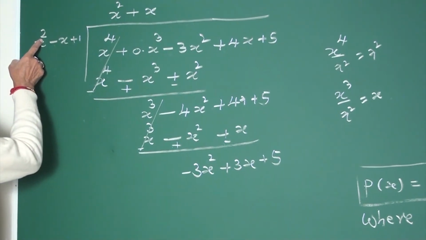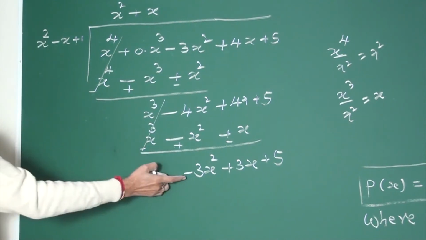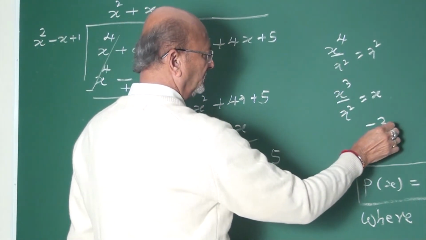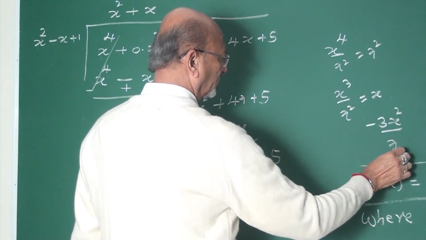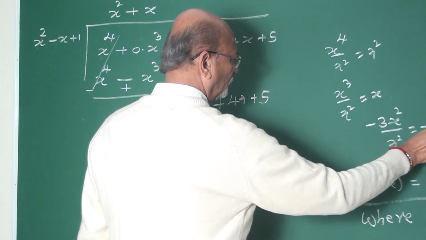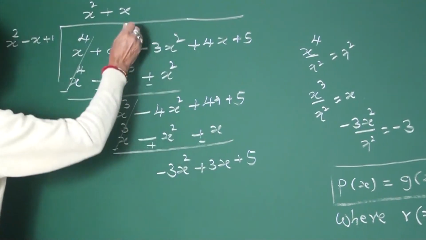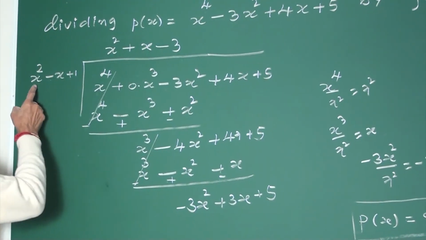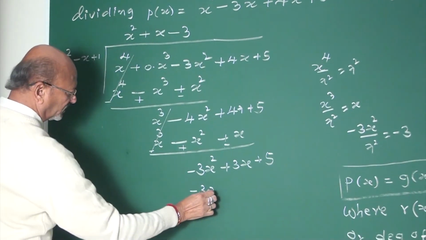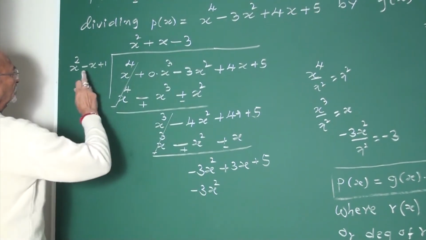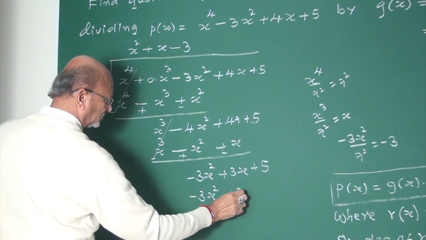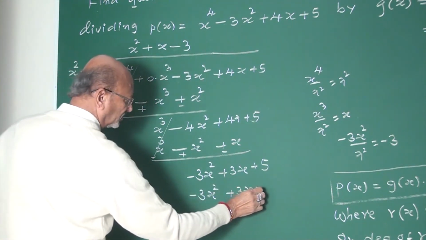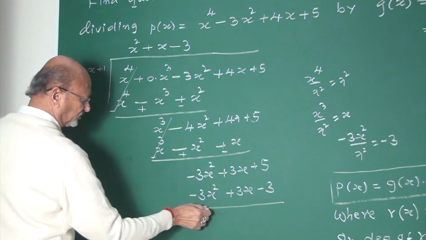Divide minus 3x square by x square. X square cancels, you are left with minus 3. That minus 3 you must write here. Minus 3 into x square, minus 3x square. Minus 3 into minus x is plus 3x. Minus 3 into plus 1 is minus 3.